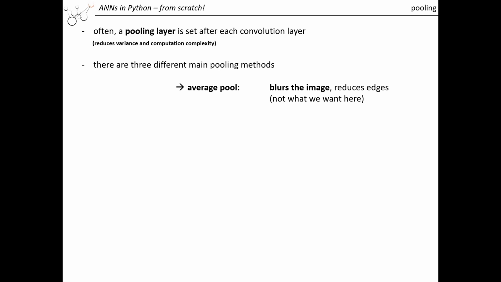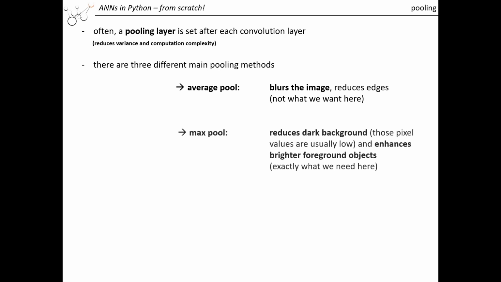What it actually does, if you think about it, since it's calculating the average, it's blurring the image, which is helpful for reducing edges. So in some cases we might want to do that, but it's not in our case. Then there is the so-called max pool layer. And instead of calculating the average, it takes the maximum of those windows in the kernel for the image.